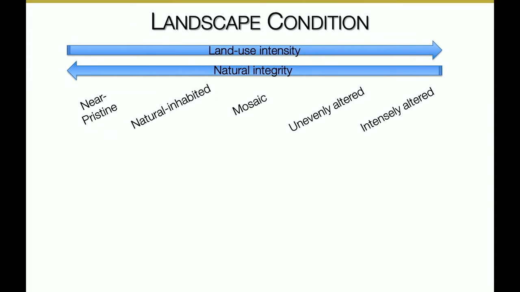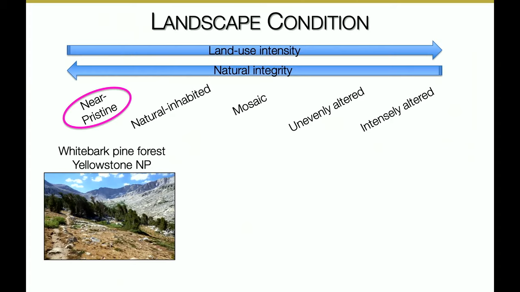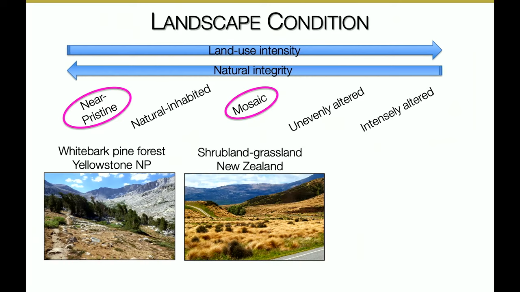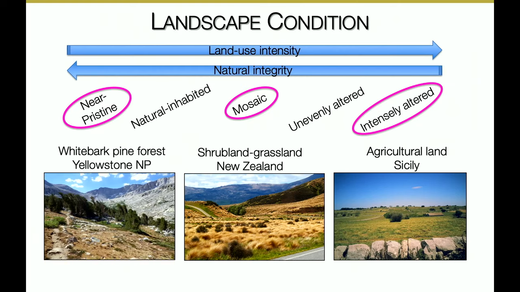And I want to give you three examples here, and I pick these examples because they lie along a gradient of present-day land use. The first is from Yellowstone, which I think you could say today is in a nearly pristine condition. These are the high elevation pine forests. Then I want to give you an example from New Zealand, where we've worked. This is an area that has both altered and natural ecosystems. And the last example is from Sicily, agricultural land that's highly altered. So let me start with Sicily.